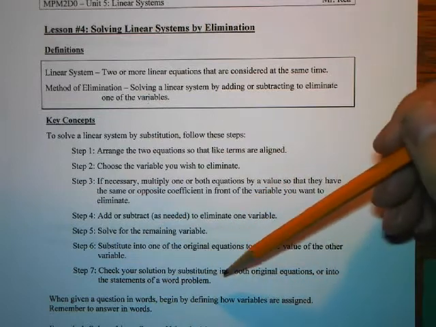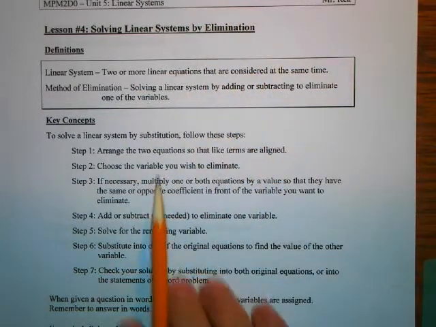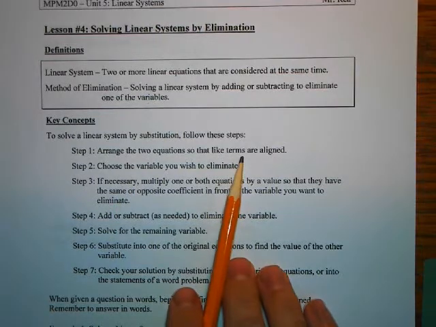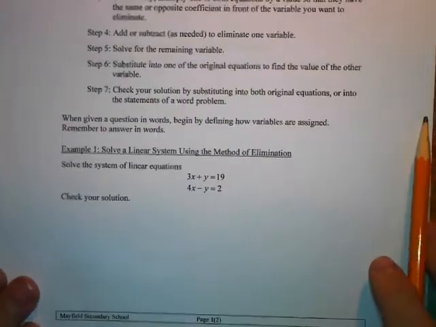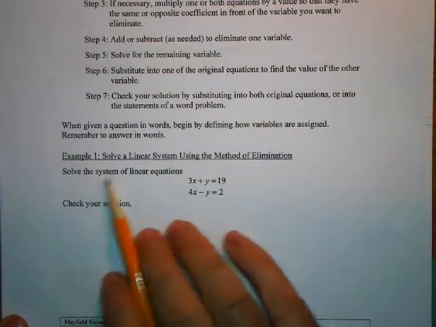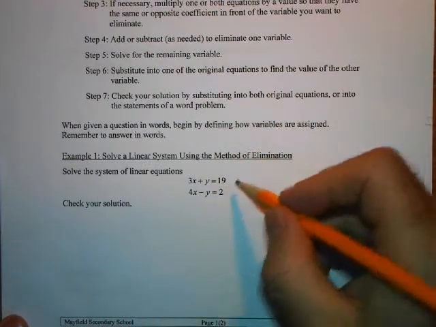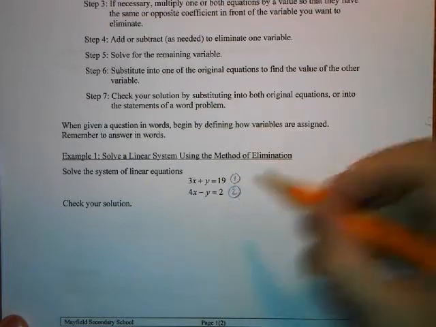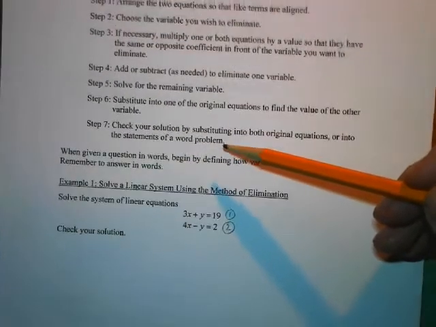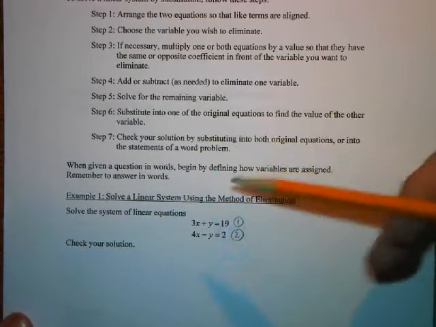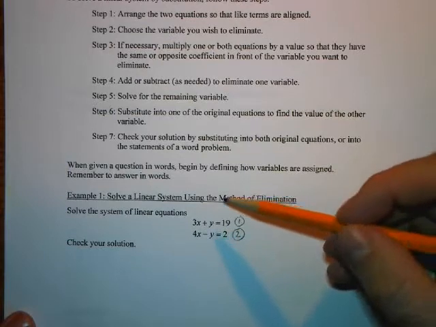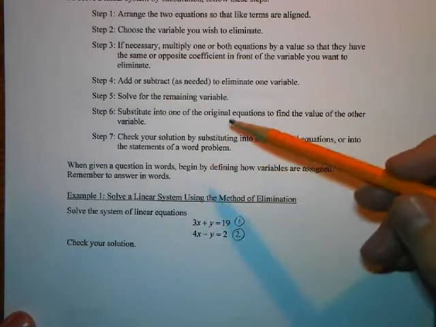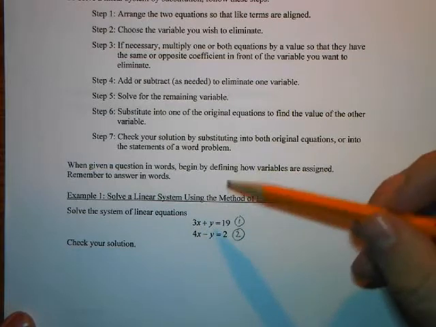I'm not going to talk about that yet, except for we need to align, set these up so that the equations are lined up correctly. So what do I mean by that? Let's go right to the example here. It says solve the system of linear equations. I've got this equation, I'll call it 1, and this is 2. And what I mean by arranging it so that they're aligned, it's kind of like when you, back in elementary school, when you added numbers, you had to make sure the hundreds was lined up, and the tens and the ones and the tenths.